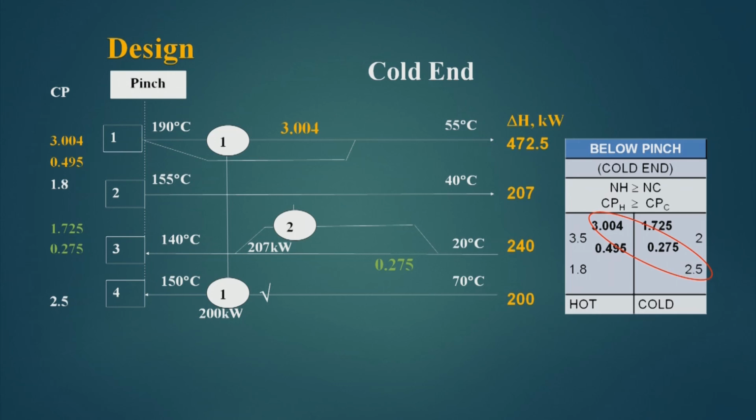Now, the second heat exchanger which we will be putting is with this and this, that means 1.8 to 1.725. This is 1.8, Cp of this stream, and this is 1.725. So, as for this rule, this is perfectly okay, and we can put a match of 207 kilowatt and we can tick off this stream.